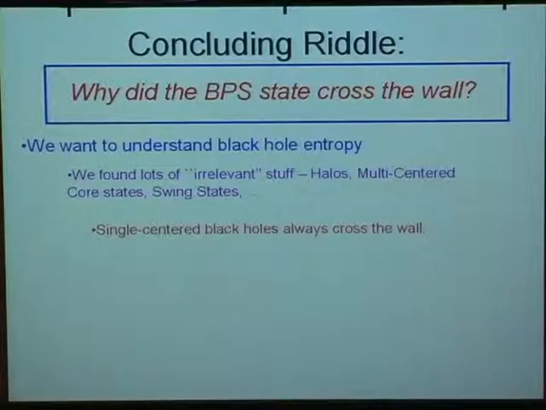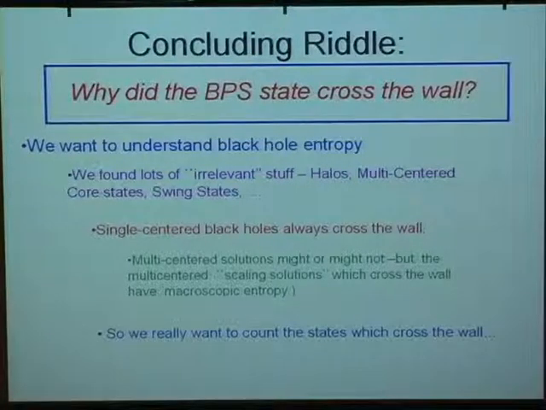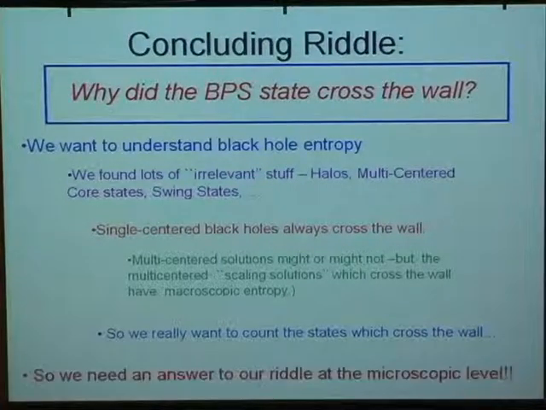But we really want to understand the black holes. And the single-centered black holes always cross the wall. Now, it's true that with multi-centered solutions, they might or might not cross the wall, but those that always cross the wall, those that don't decay across walls, turn out to have macroscopic entropy. So we should count those too. So we really want to count the states which cross the wall, and we want to do that microscopically, so that's where the origin of the riddle comes from. We need to understand the answer to this riddle at the microscopic level.